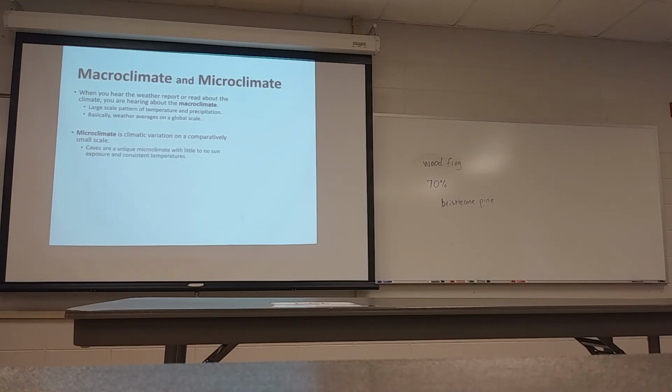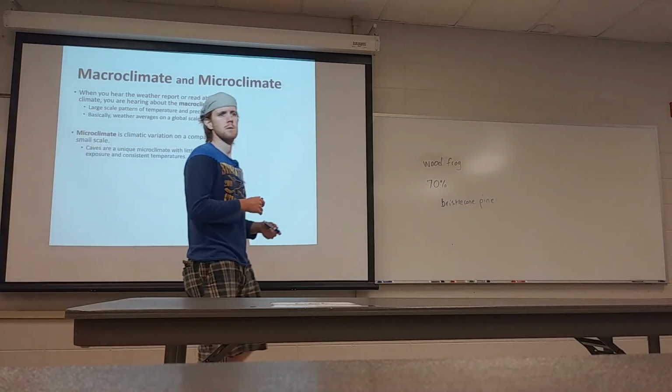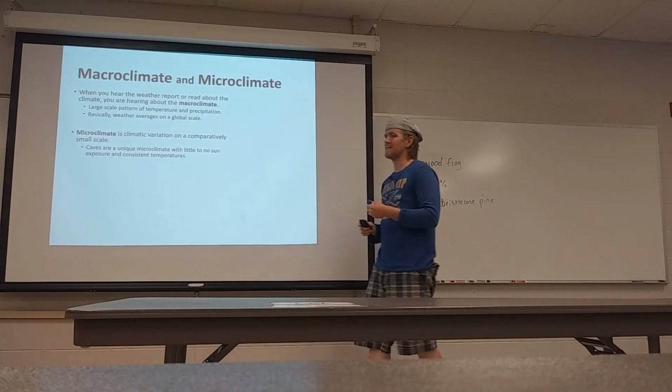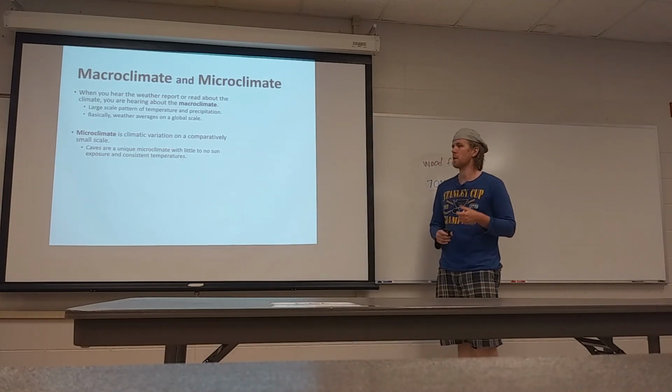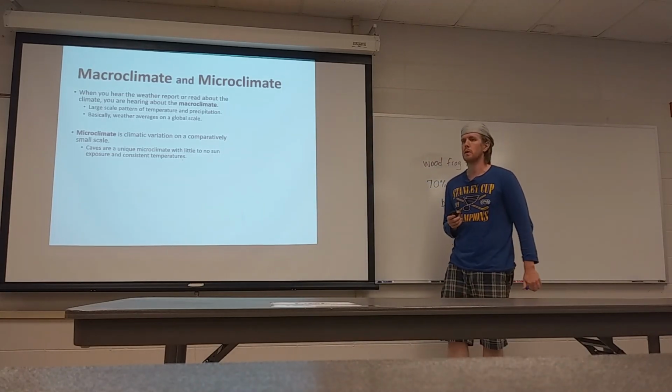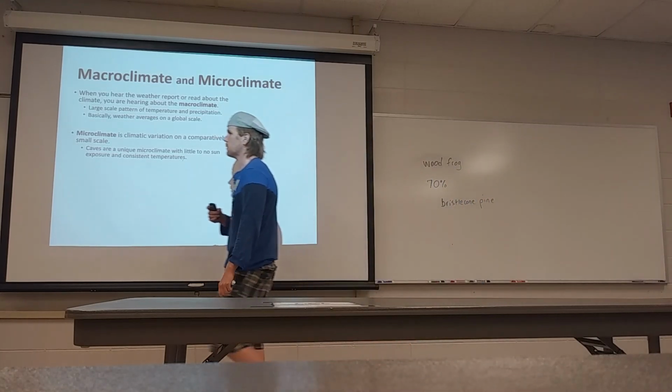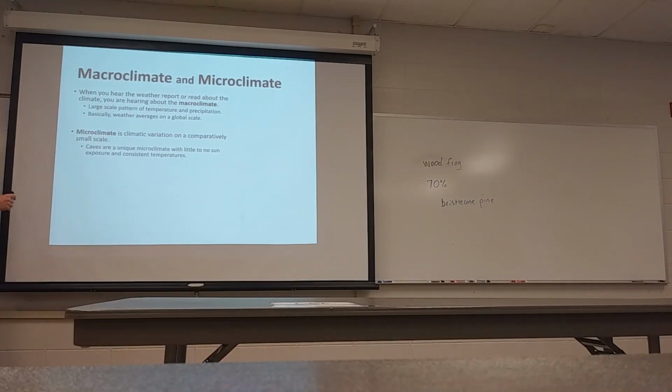So what are we talking about? Well, here's some examples. Caves. A microclimate with very little sun exposure leads to consistent temperatures throughout much of the year. In the middle of summer, you go into a cave to cool down. In winter, you could go into a cave and you would warm up. That is a microclimate, right? Whatever the weather forecast is, it's not going to impact what's going on in the cave.